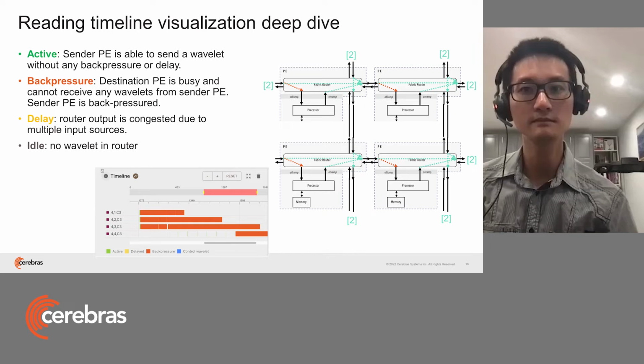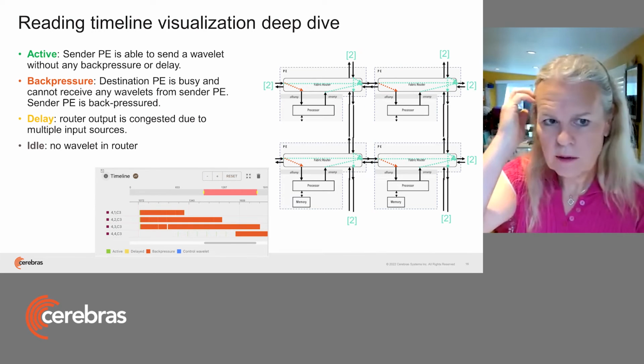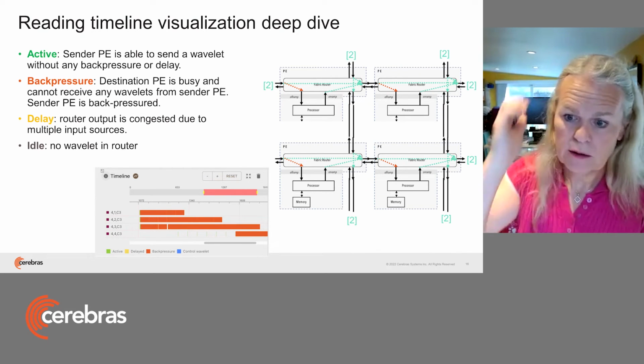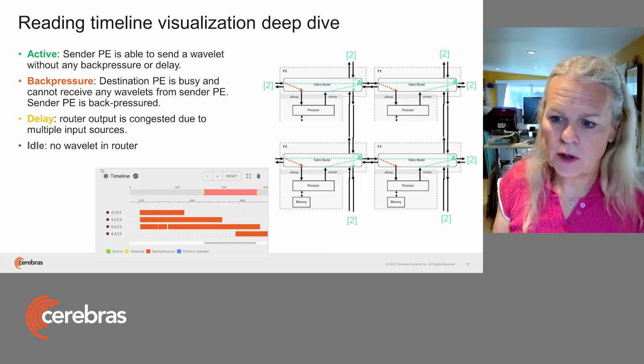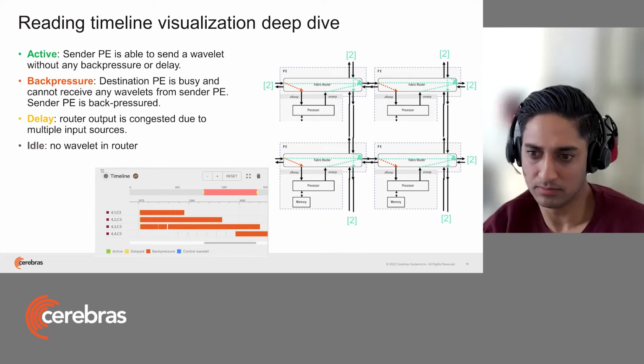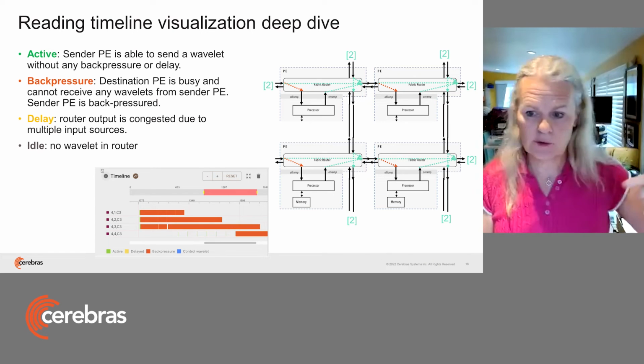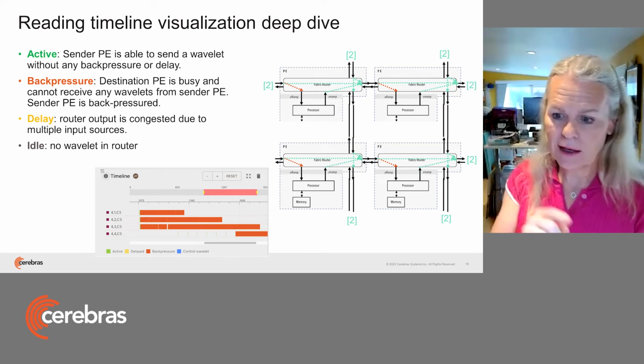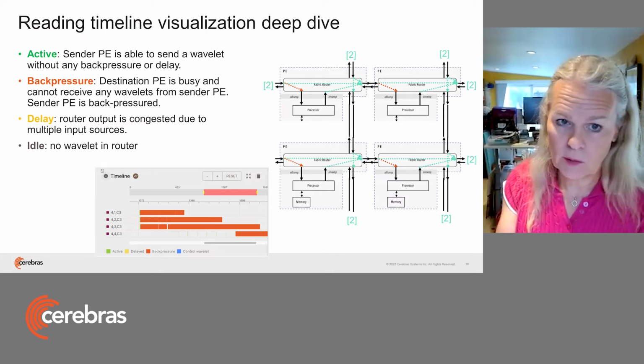Okay, Simon, we've got a question from Emin. Sorry, Emin, if I'm mispronouncing that. You said on the router, only one wavelet can pass through at a time, right? Let's say if we have two wavelets, the first one's from north to south and the second one's from west to east, then these cannot pass on the router at the same time?